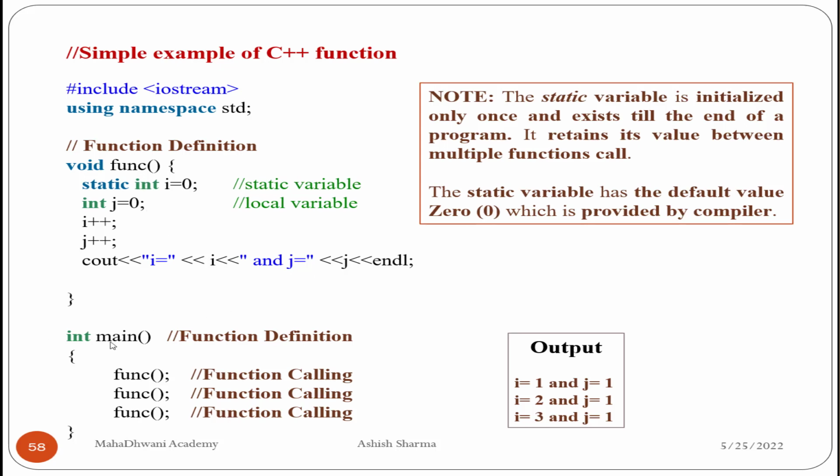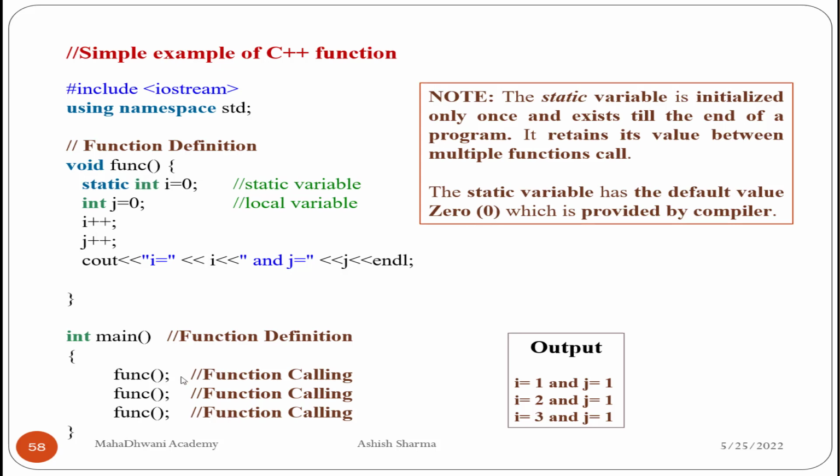Inside the main body, main is also a function. Which type of function? Main is a user defined function, and func is also a user defined function. What is the difference between func and main? The main function is the entry point of the program. The main function is always called by the compiler first. The func function is user defined and called by the programmer.